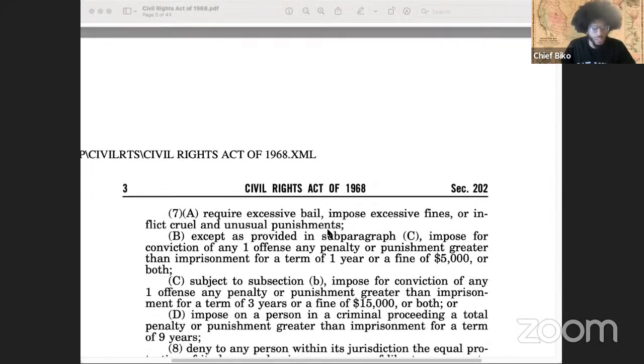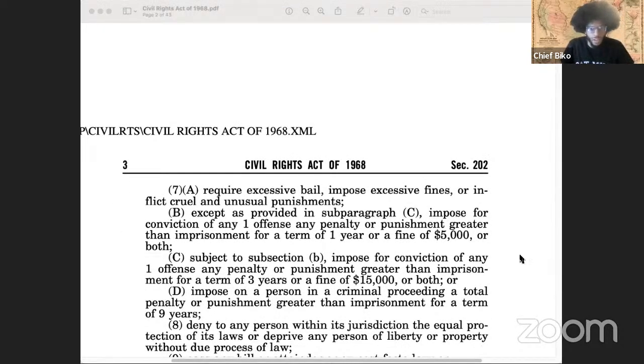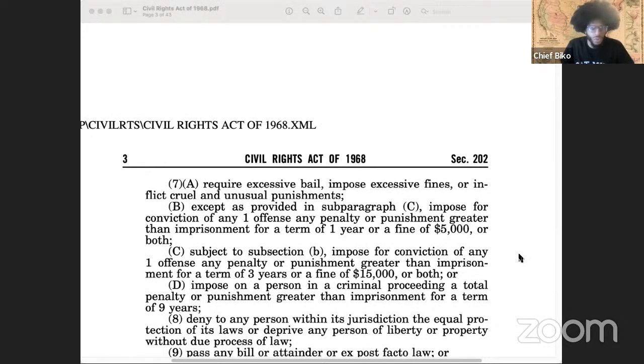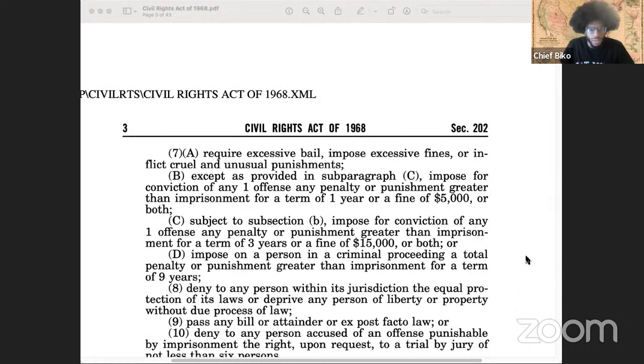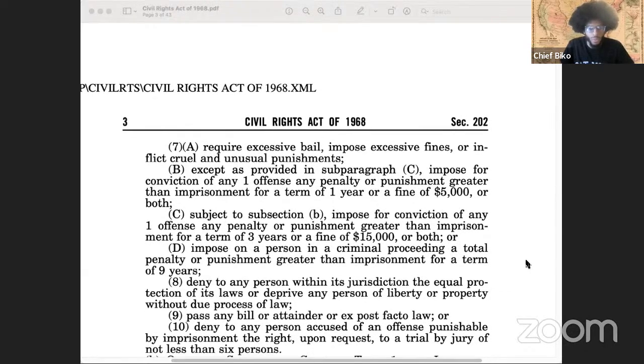I'll jump down to number 7. 7 says require excessive bail, impose excessive fines, or inflict cruel and unusual punishments. B, except as provided in subparagraph C, impose for conviction of any one offense any penalty or punishment greater than imprisonment for a term of 1 year or a fine of $5,000 or both. C, subject to subsection B, impose for conviction of any one offense any penalty or punishment greater than imprisonment for a term of 3 years or a fine of $15,000 or both, or impose on a person in a criminal proceeding a total penalty or punishment greater than imprisonment for a term of 9 years.